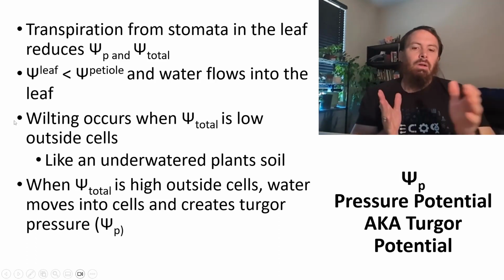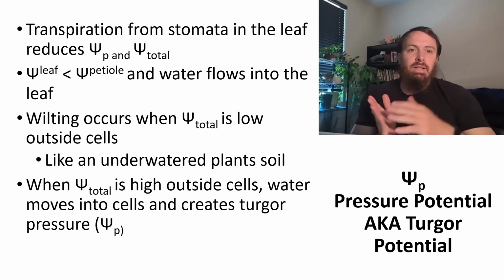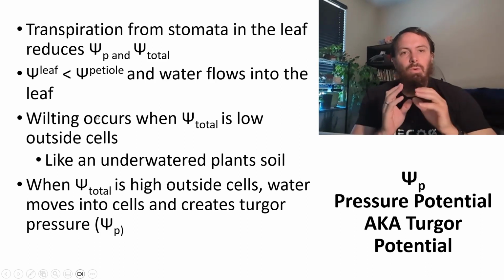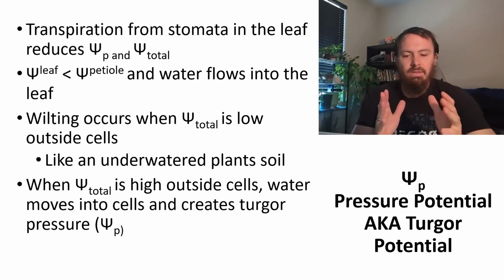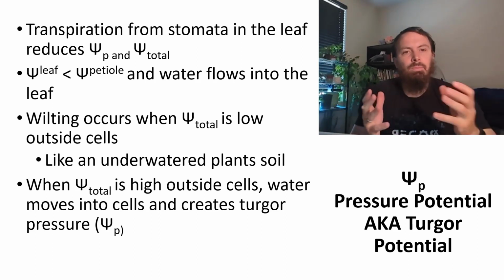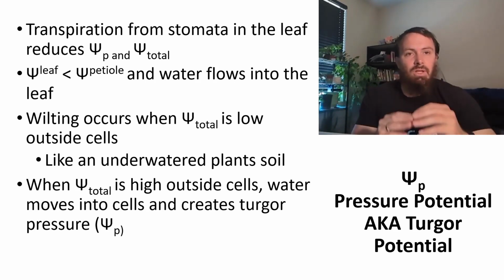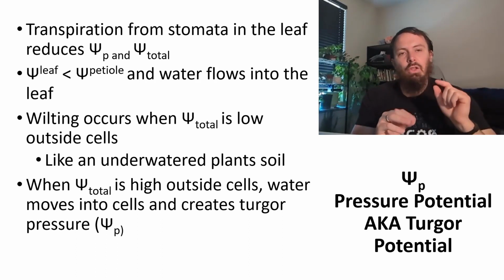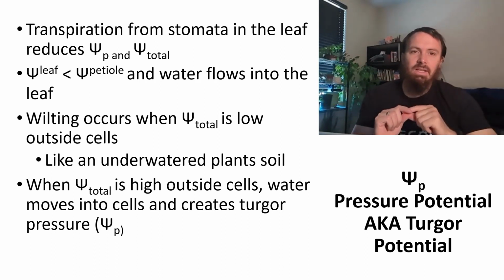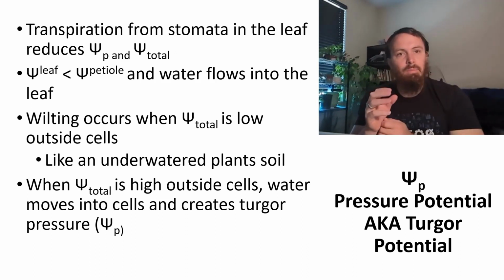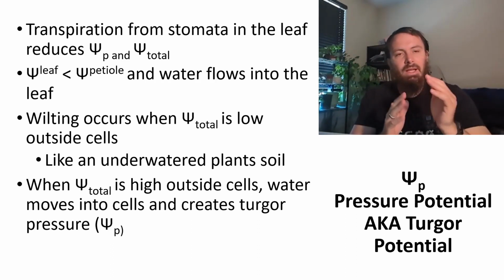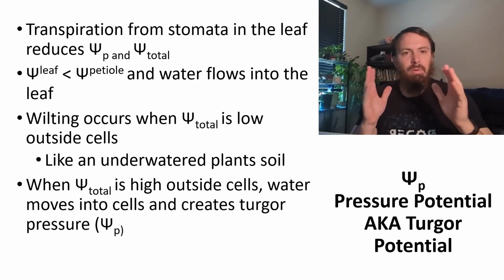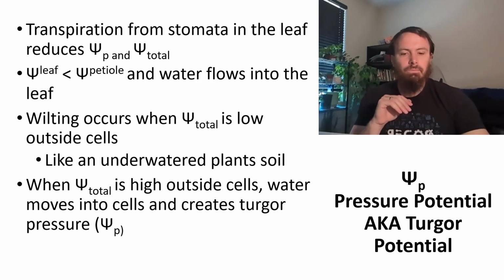Now, this doesn't occur, though, if the plant's in a low water environment. So wilting will occur if the water potential is low outside the cells, right? And so imagine you're a plant inside of a flower pot or something that is really, really dry. In that case, the water potential is actually higher inside the plant than outside the plant, and it'll start drawing water out of the plant into the soil. And then when there's no more pressure, there's no more water moving through, the plant can't create turgor pressure. The plants start to wilt and they fade away.